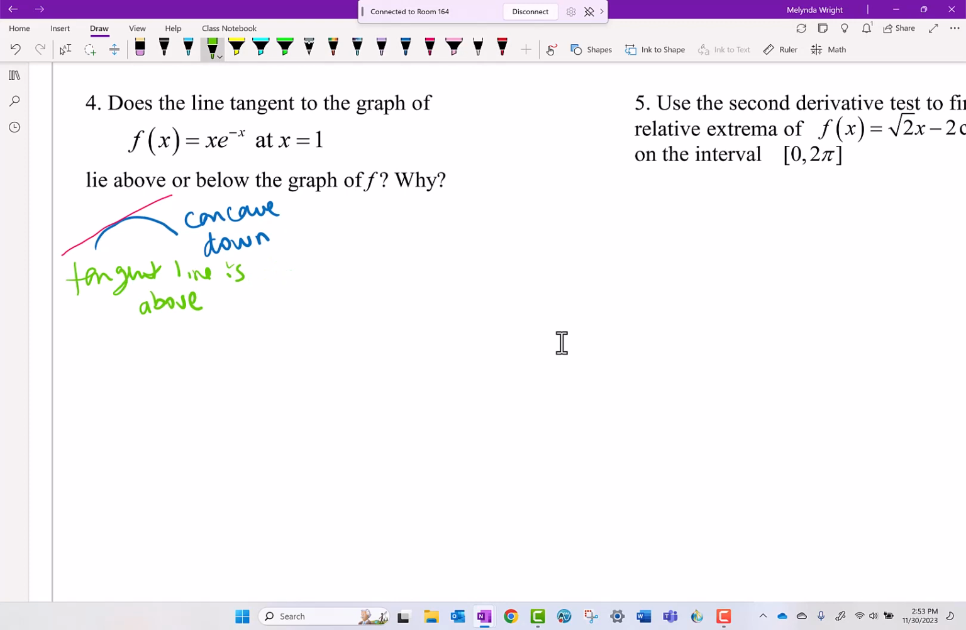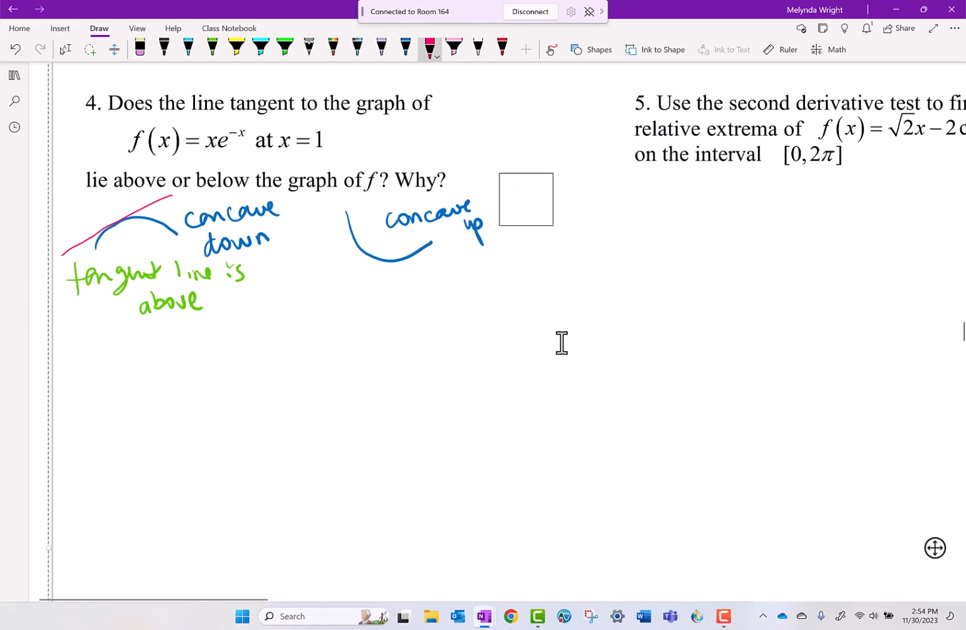Okay, you with me? That makes sense. If the curve is concave down, the tangent line is above. Let's look at the other scenario. What if at 1, that's what we're interested in, the curve is concave up? So this is concave up. What happens then? Where would my tangent line be?